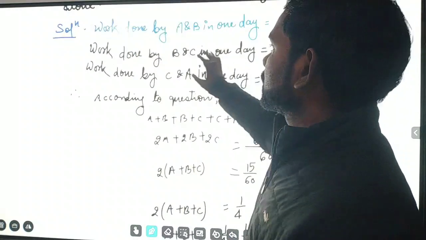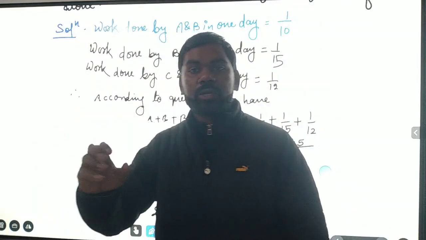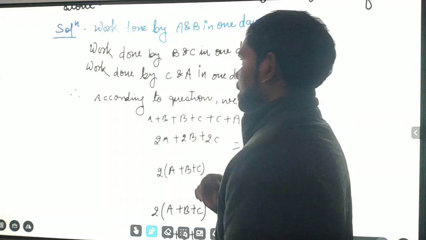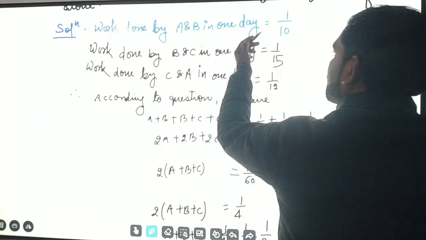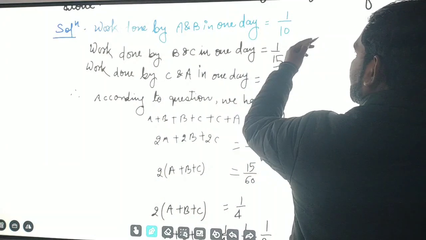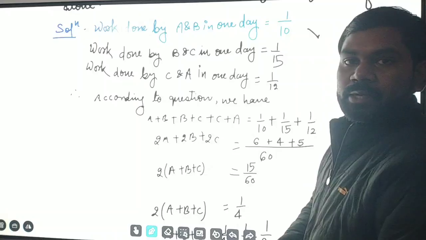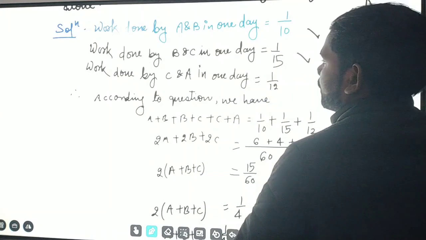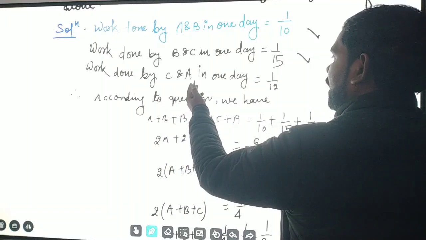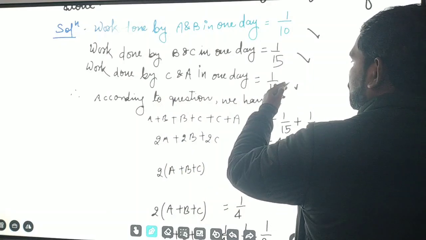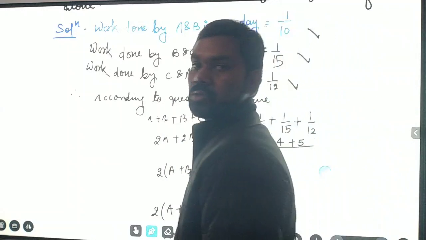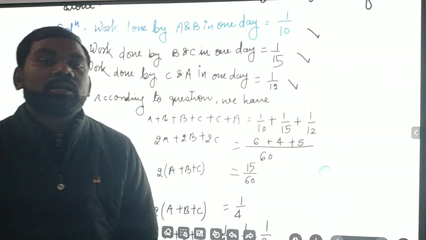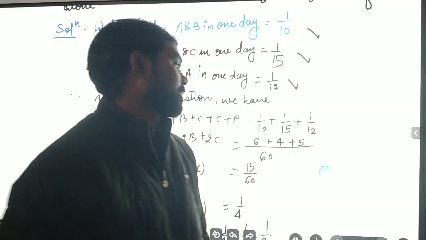So your solution is, first of all we find out work done by AB, BC and AC in one day. The work done by A and B in one day is equal to 1 by 10. Work done by B and C is 1 by 15. Work done by C and A in one day is 1 by 12. So these are work done by AB, BC and AC in one day.